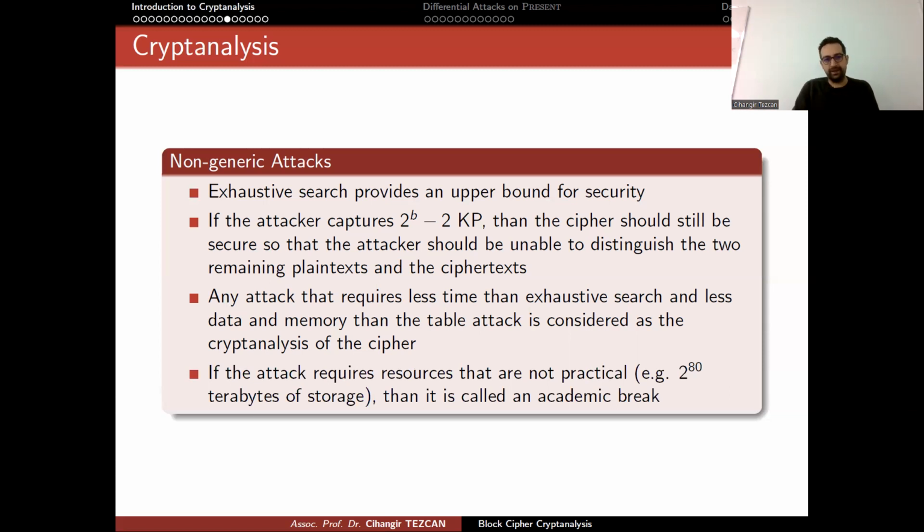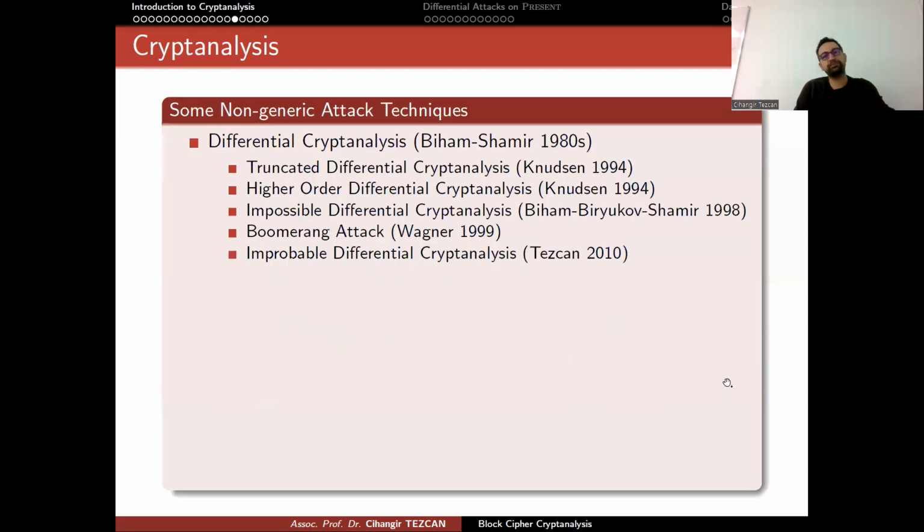Yeah, this sentence actually summarizes what I said. If the attack requires resources that are not practical, for example, 2 to the 80 terabytes of storage, which nobody will ever have in the foreseeable future, then it is called an academic break, a theoretical attack. Okay, this is what I meant.